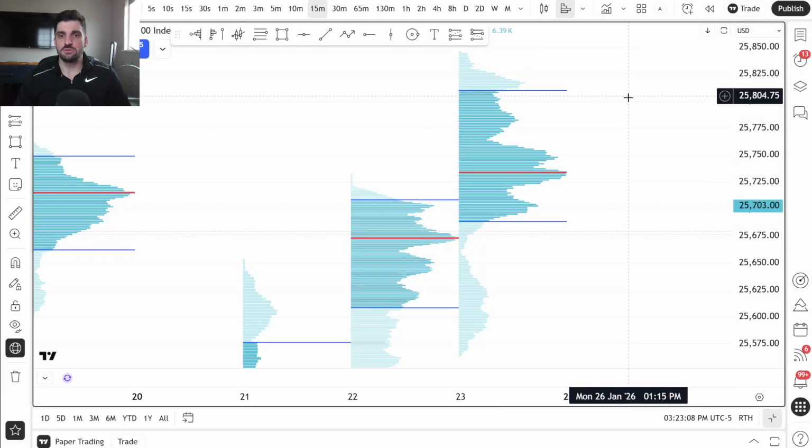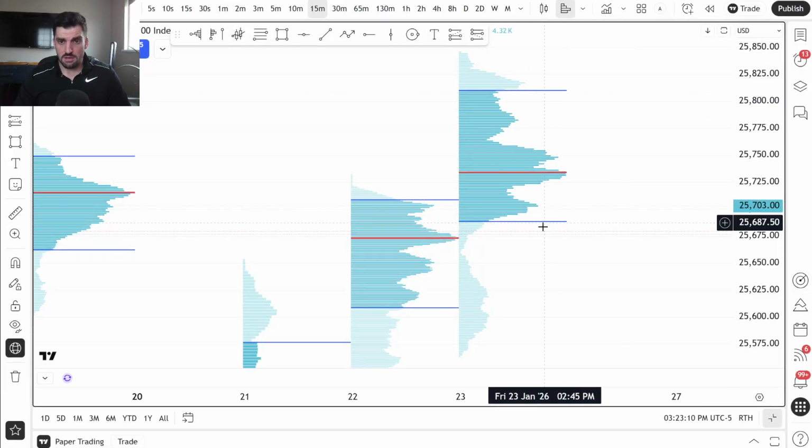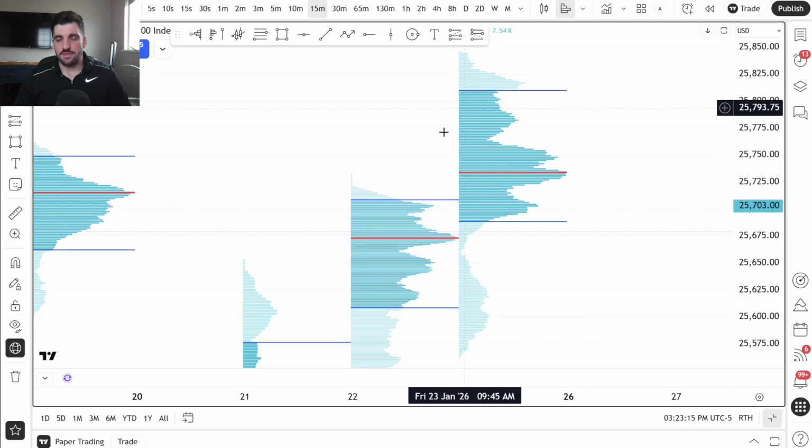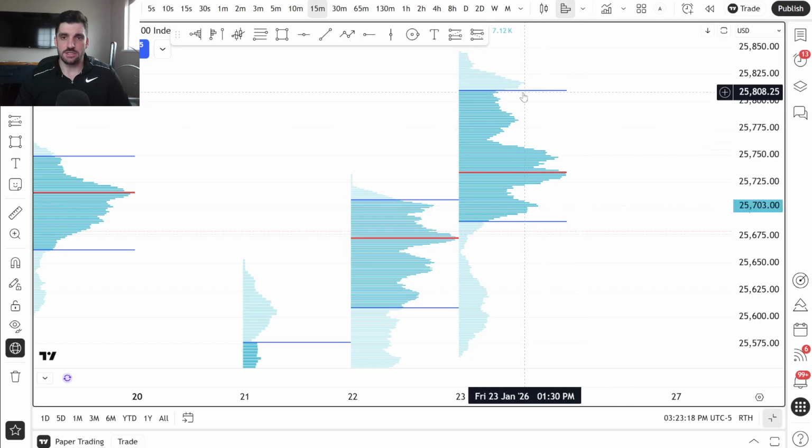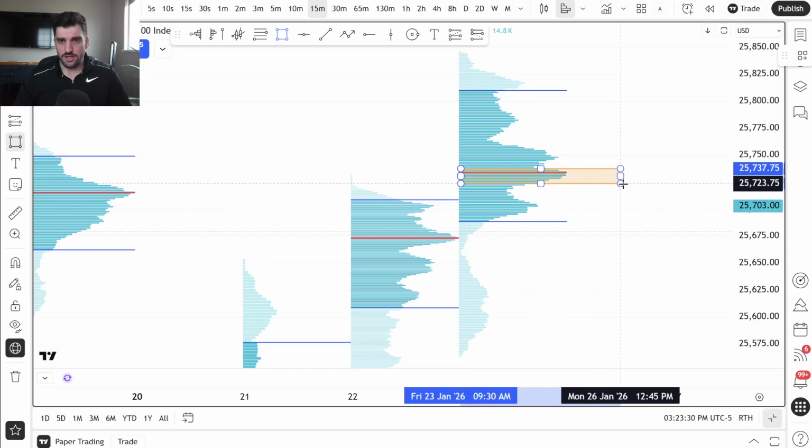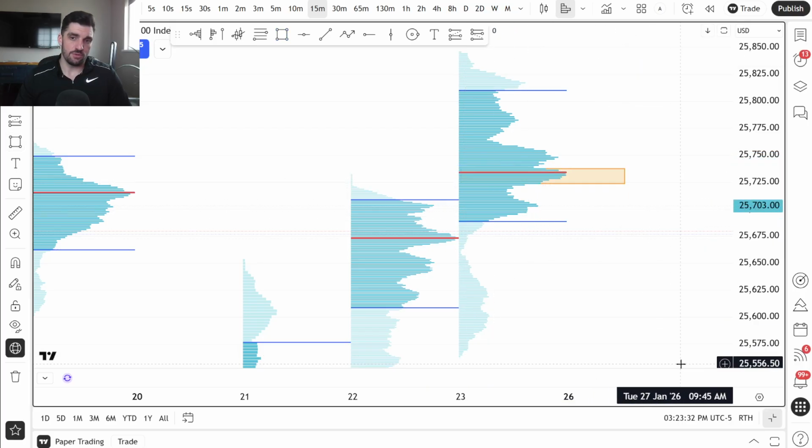All right. And then you will notice there are these blue lines. And in between the blue lines, we call that the value area. That is one standard deviation, and it's telling us where 70% of all the volume was transacted on any given day. All right. And then we have the red line, which represents the point of control. And the point of control is simply just where the highest amount of volume was transacted on a given day.